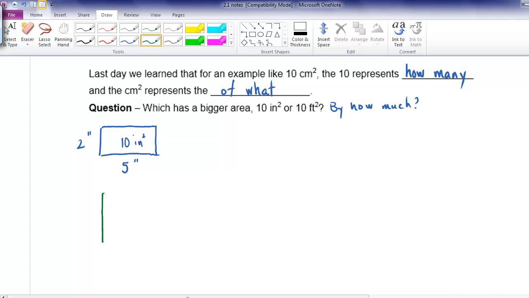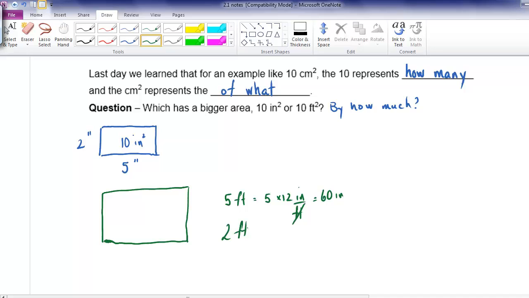If we go with our feet, well, again, the rectangle is going to be way, way larger. So this is not to scale, but I'm just going to draw it a little bit larger. And what we want to figure out is, in inches, what are the dimensions? And we know that 5 feet is equal to 5 times 12 inches per foot, and we end up with 60 inches. And 2 feet is equal to 2 feet times 12 inches per foot, which is 24 inches.